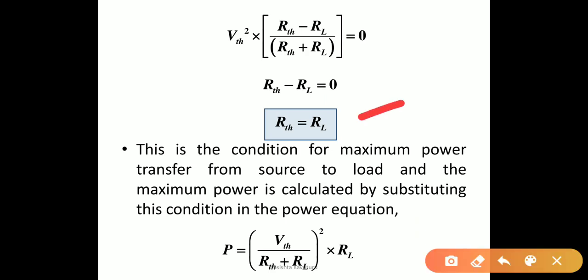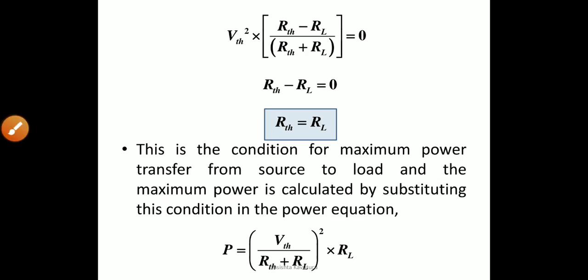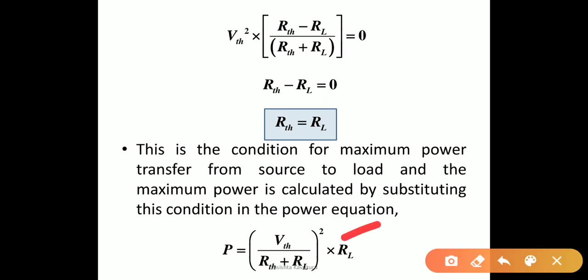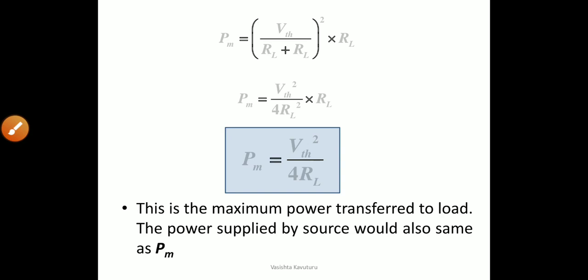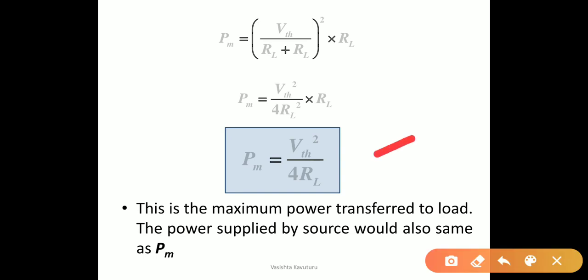So this is the condition for maximum power transfer from source to load. The maximum power is calculated by substituting the relation RTH equal to RL in the previous power equation. Upon substituting, we get the maximum power equation as VTH square by 4 into RL. This is the maximum power transferred from source to load.